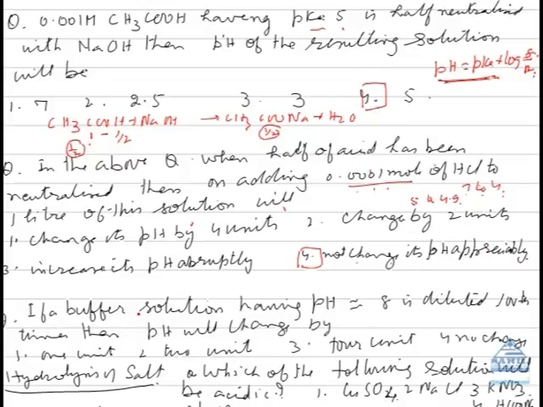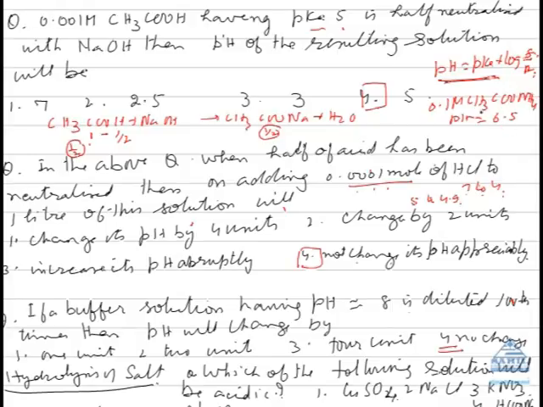If a buffer solution having pH 8 is diluted 100 times, then again, dear students, its pH will not change because pH of a buffer solution do not change on dilution. He can also ask you, you are provided with 0.1 molar ammonium acetate having pH 6.5. Then if your friend takes 1 molar ammonium acetate, what will be its pH?